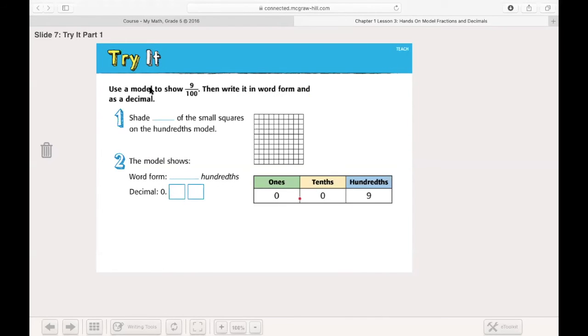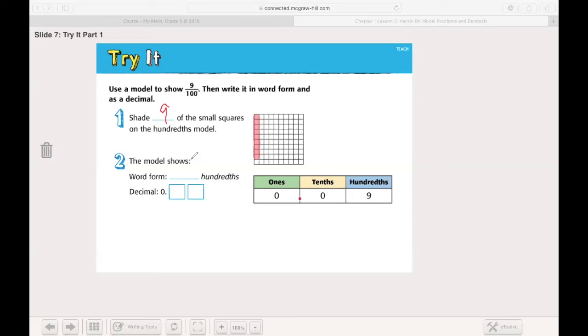Use a model to show 9/100ths. Then write it in word form and as a decimal. So the first thing, we have 100 squares here, and we are going to shade in only 9 of them. 1, 2, 3, 4, 5, 6, 7, 8, 9. Okay, so I've shaded in 9 of the small squares on the hundredths model.